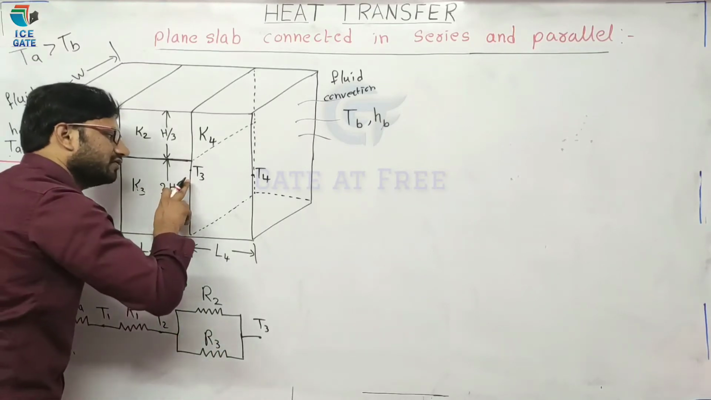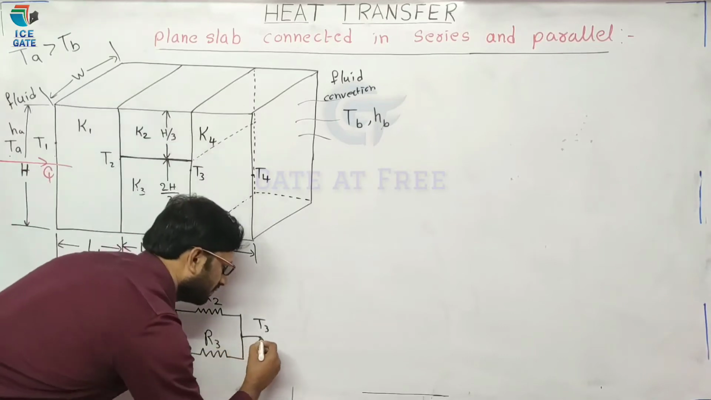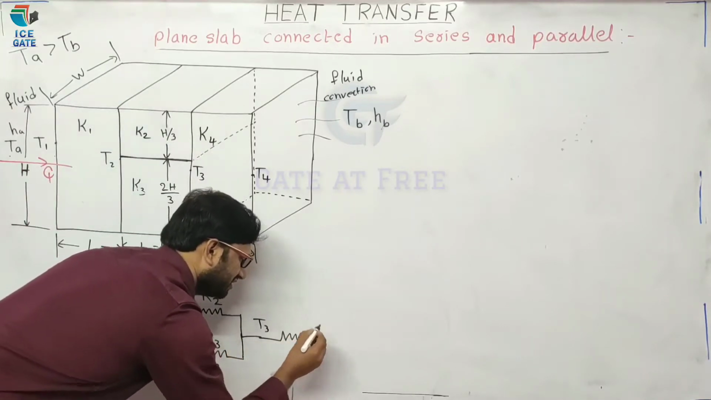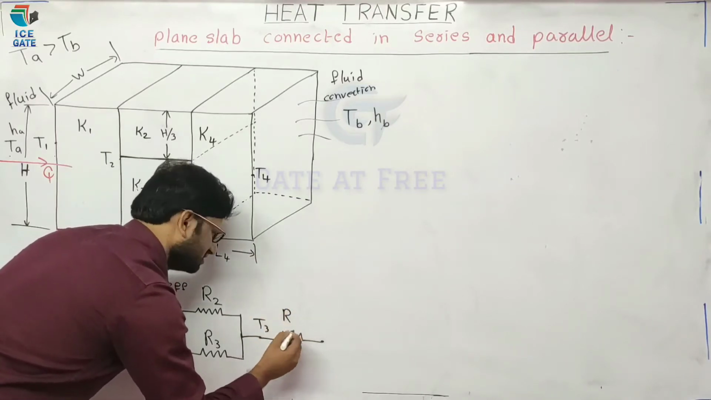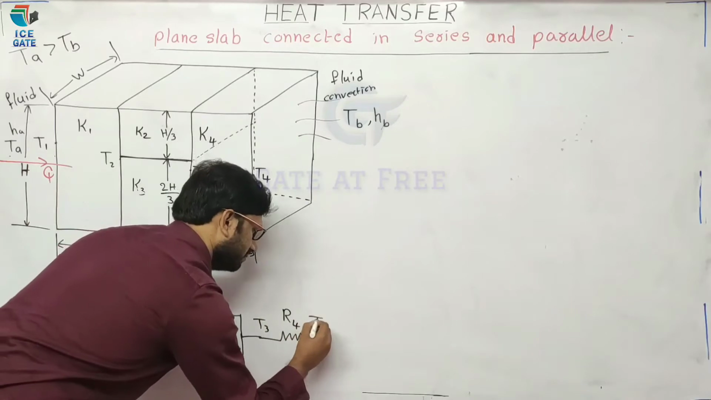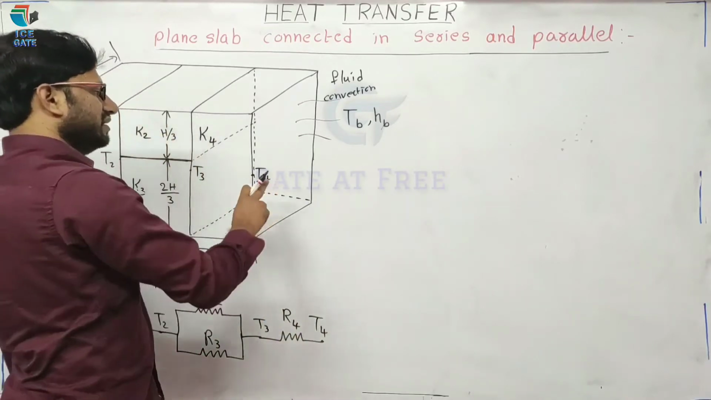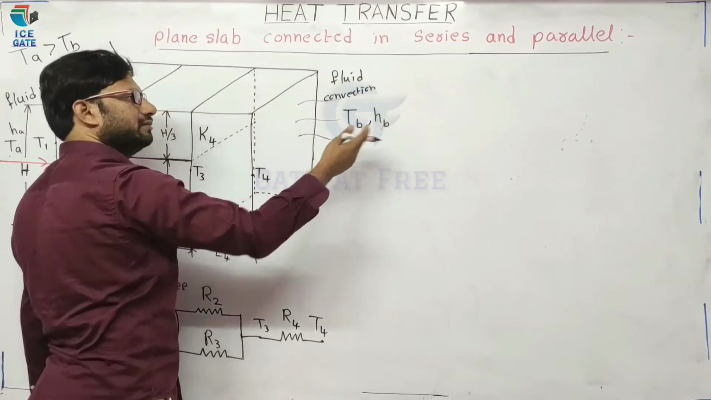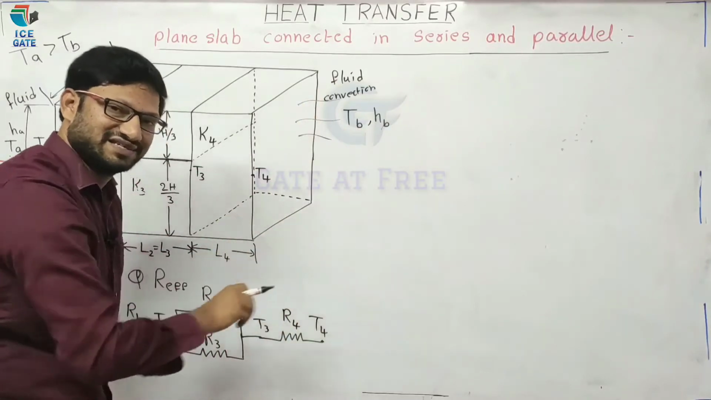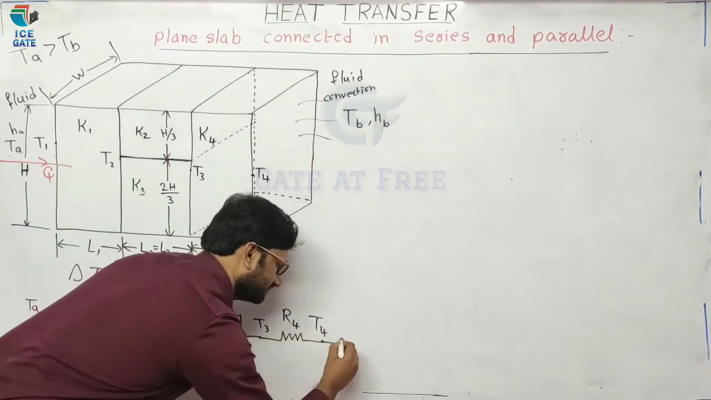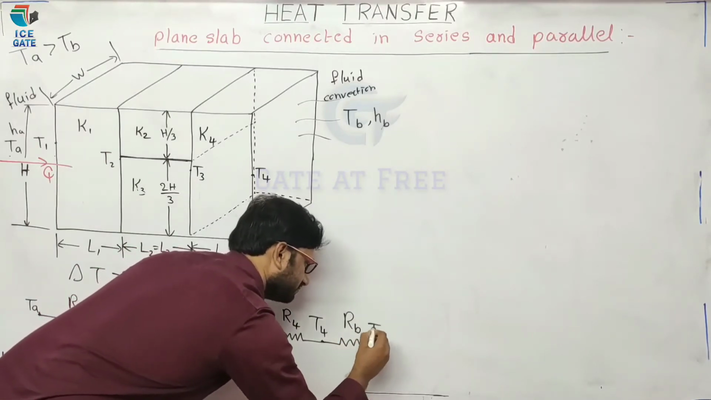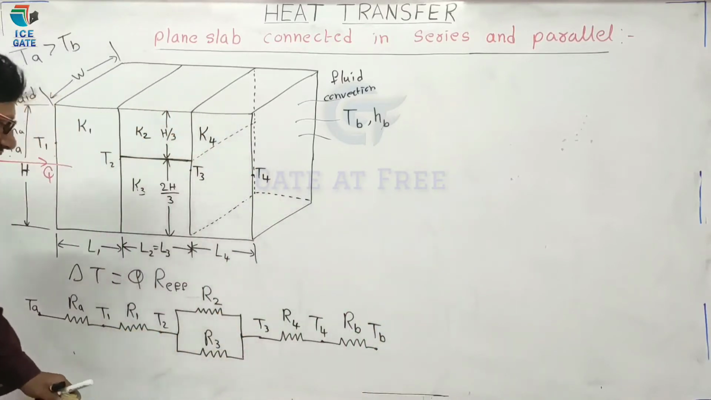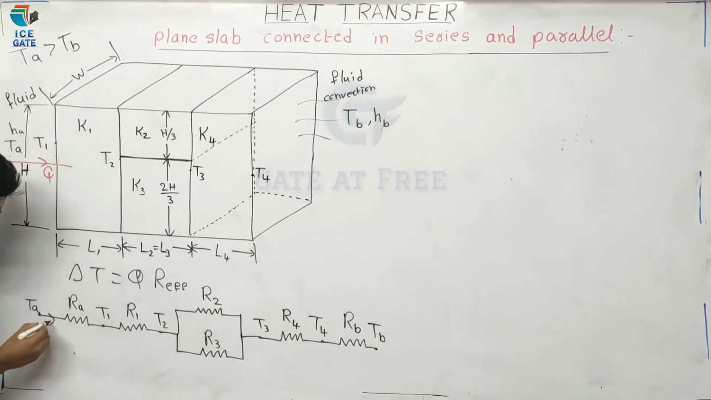Hope you understood. Now from T3 to T4, mode of heat transfer is conduction. Therefore type of resistance is also conductive resistance, say R4 from T3 to T4. Next, from T4, solid surface to fluid medium, the mode of heat transfer is convection and type of resistance is convective resistance, say RB. Okay. Now heat flows in this direction from TA to TB.